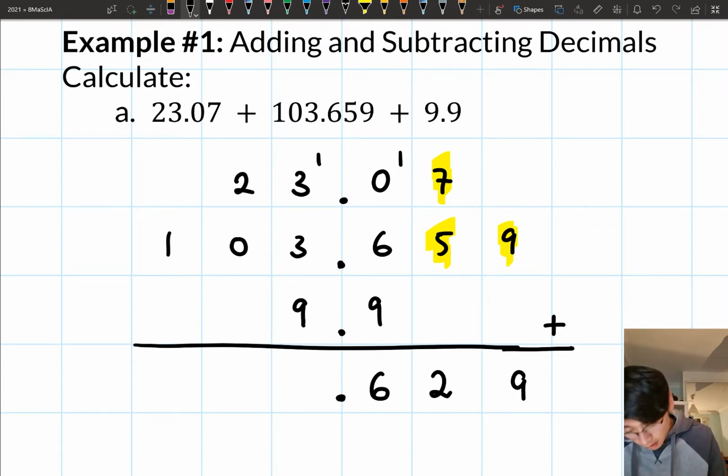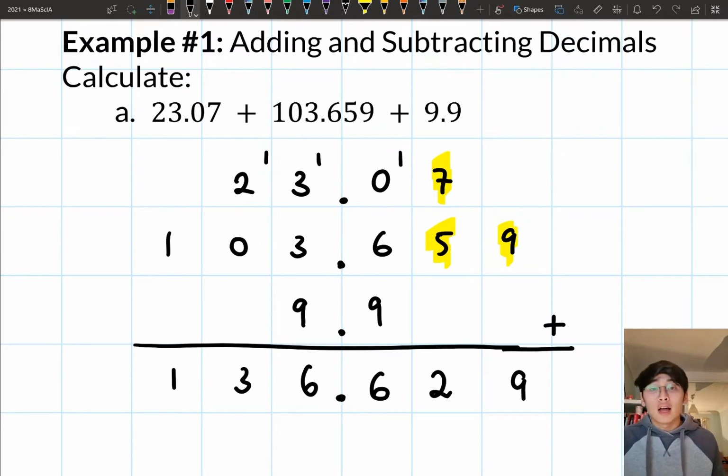Okay, cool. So I'm going to have a 6 here. Carry the 1 and continue. So 1 plus 2 will give me 3. And the last one is 1. So here my final answer is 136.629. And we can check that with my calculator.